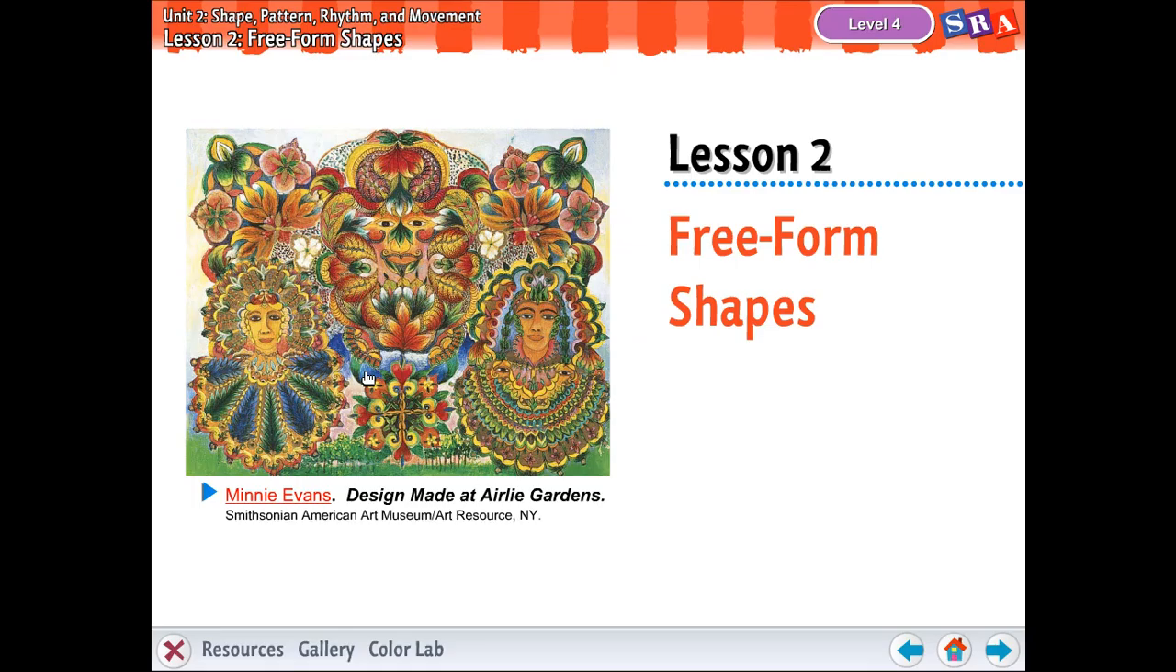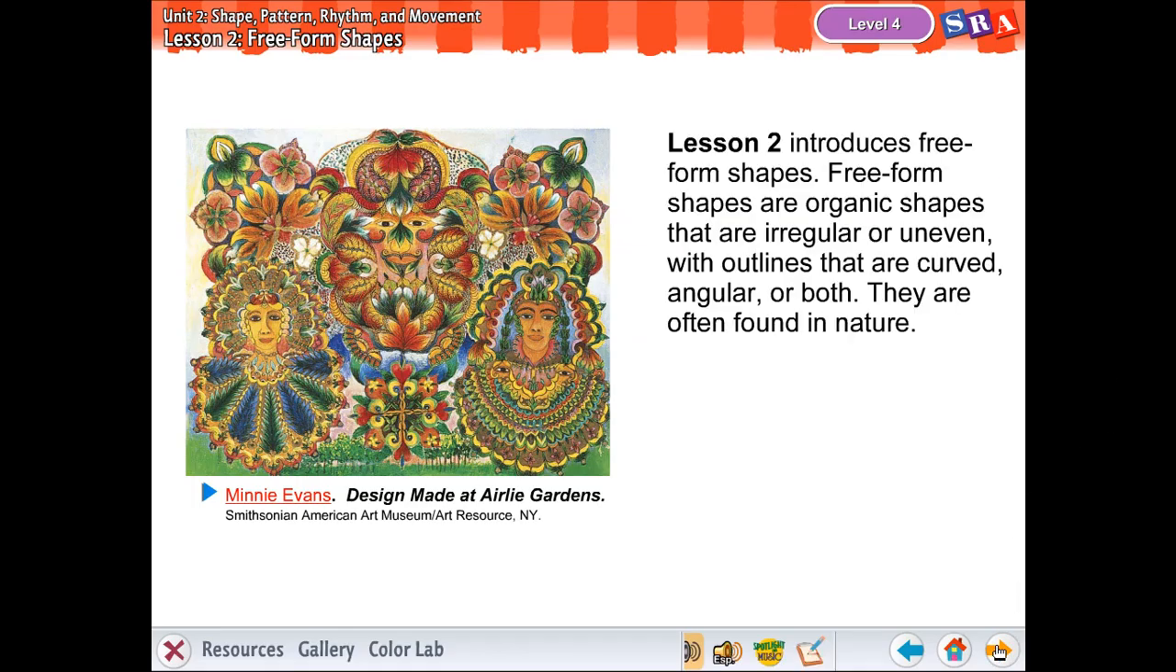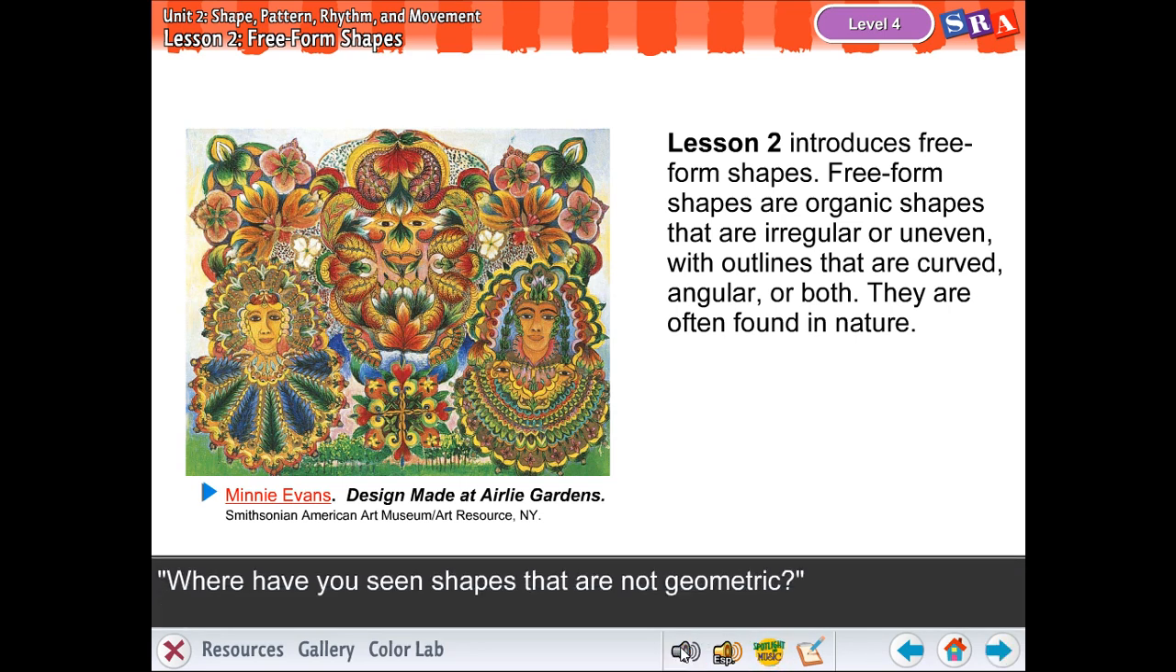Freeform shapes. So lesson 2 introduces freeform shapes. Freeform shapes are also known as organic shapes. That means that they're irregular or uneven, or they're shapes of people or of animals. They are not geometric shapes. Okay, so they have outlines that are curved, angular, or both. They're often found in nature. Where have you seen shapes that are not geometric?